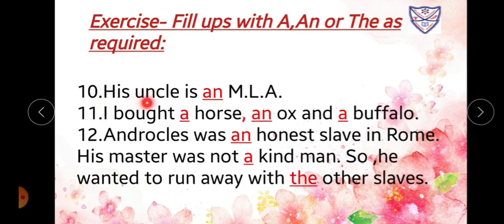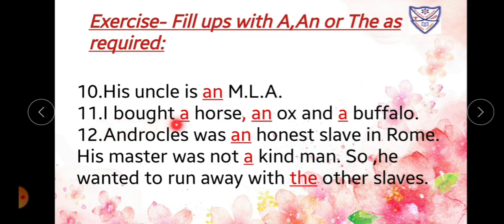10th number, his uncle is an MLA. So, while speaking MLA, the sound of A comes first. Though it starts with M, we have to look for the sound, and the sound is of A. So, we will use N as an article.